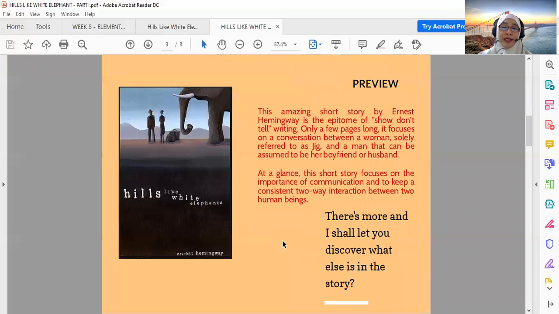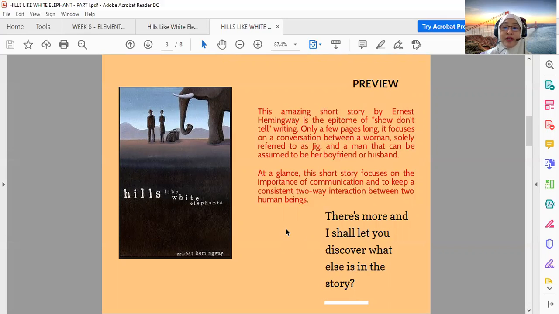These are the three learning outcomes that we hope for you to achieve by the end of this unit. Just to give you a preview of what this short story is all about: it is written by Ernest Hemingway, the epitome of show-don't-tell writing. To understand what show-don't-tell type of writing means, you have to read the short story first to get the whole picture of this concept. The story is only a few pages long. If I'm not mistaken, there are only 3 pages, or is it two? Perhaps that could be a bonus for you, where you don't have to indulge in reading a long short story.